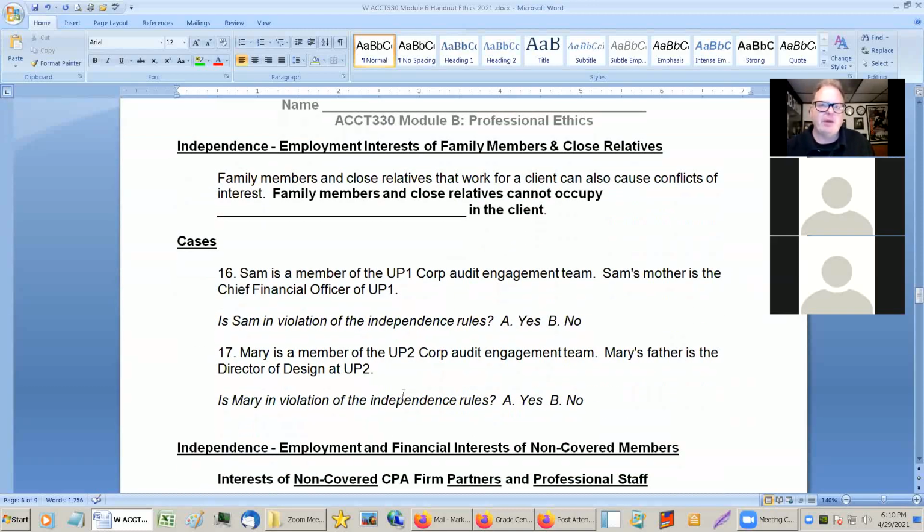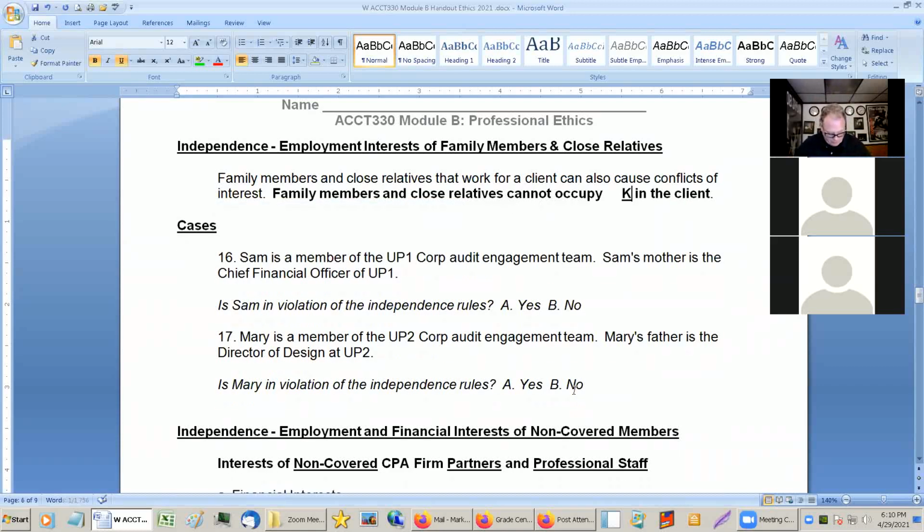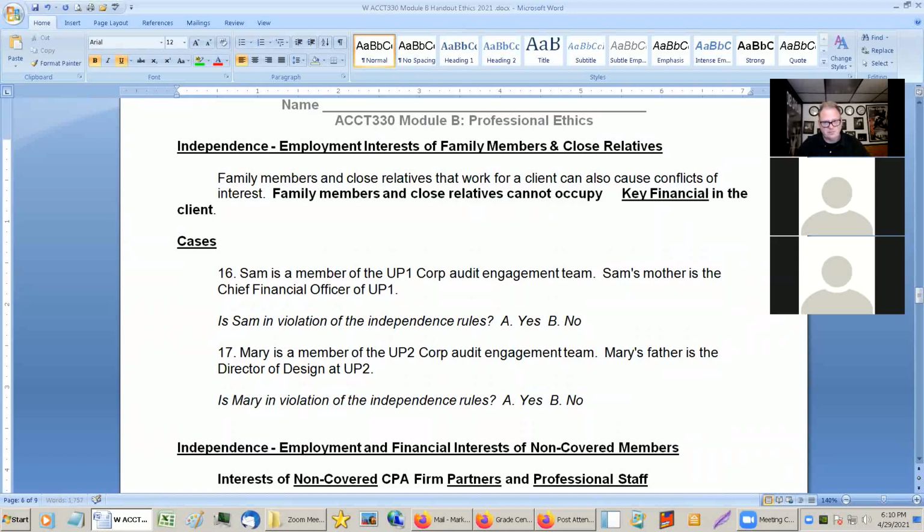Employment interest of family members and close relatives. Family members and close relatives that work for a client can also cause conflicts of interest. Family members and close relatives cannot occupy key financial positions with the client.